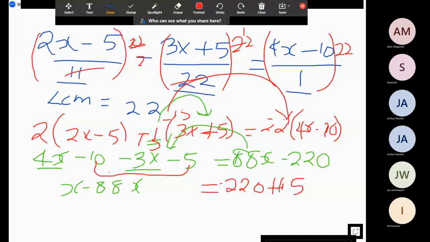So this one becomes negative 77x. It is equals to negative 220 plus 15. A negative number is greater than the positive, so the result will be negative. So 220 minus 15 is 205, so negative 205, divided by negative 77. So negative and negative becomes positive.